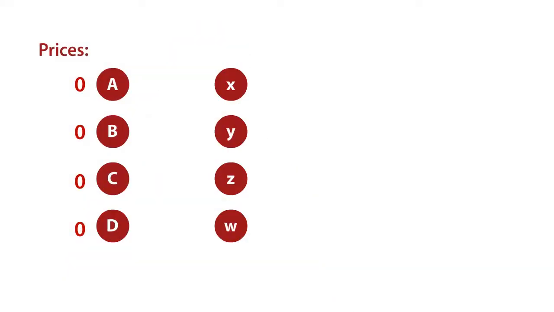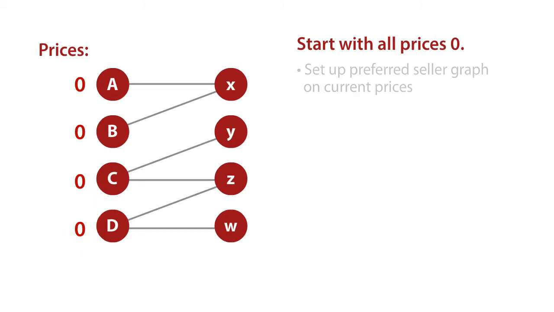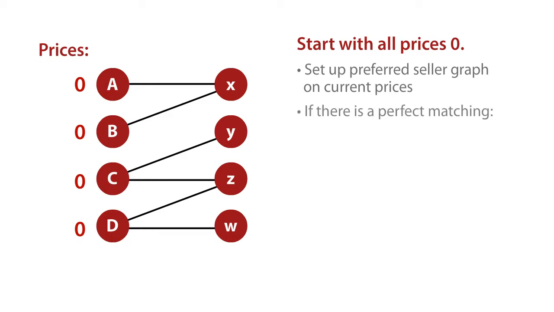The basic idea is that we start with all zero prices, set up a preferred seller buyer graph, and if there's a matching, we're happy. If there isn't one, then we try to improve it by raising prices on the over-demanded set. So let's see this in an example, and we're going to assume that all numbers are integers. As I said, we're going to start with all zero prices and set up the preferred seller graph.